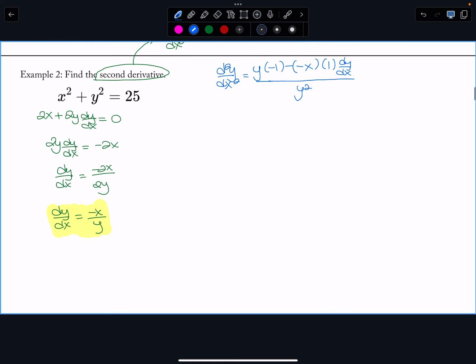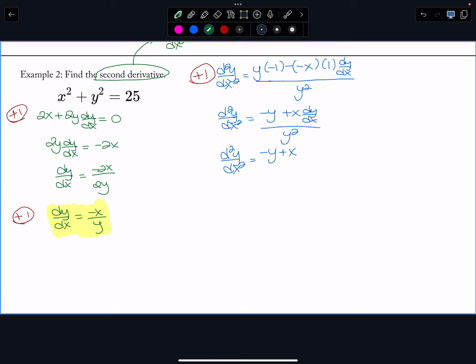You get some points here. You would get 1 for taking the derivative implicitly. You would get 1 for simplifying. You get 1 for taking the derivative implicitly again. And then you would get another point for recognizing that you have to plug in your dy/dx into your equation.